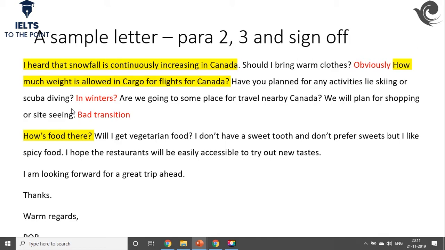Like skiing or scuba diving. Now, who does scuba diving in winters? All right, I know some people do. You must be thinking, is the examiner going to look into such details? Understand, your overall letter creates an impression about what kind of person you are. Very frankly, for the examiner, this doesn't matter. If you want to do scuba diving in winter when there is continuous snowfall, it's up to you. I can't stop the imagination.